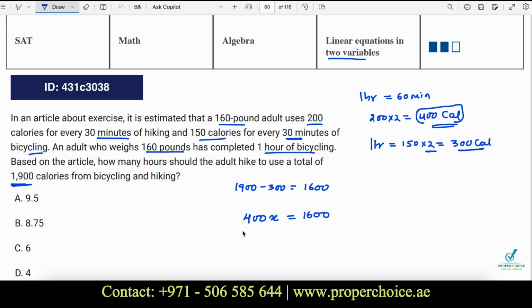So divide on either side by 400. So what are you going to get? Or you can put it in decimals. So you'll be getting 1600 divided by 400. That gives us x equal to 4. So it shows that after 4 hours, the remaining 1600 calories that have been left will be used for hiking. So we should go with option D, which is representing 4.